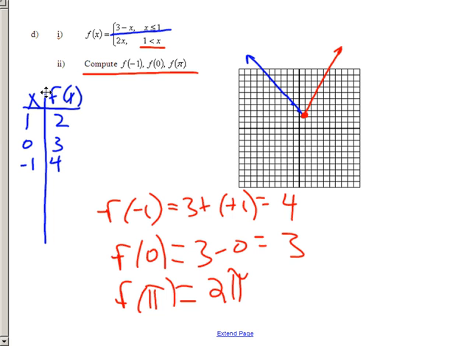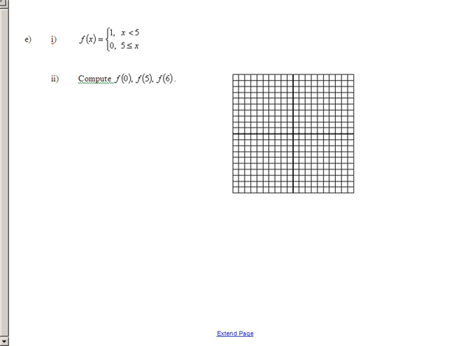Example number 5. Example number 6. Another piecewise function. Same idea. This says when x is less than 5, the value will always be 1. So when I go back to 5, 1, 2, 3, 4, 5, I go up to 1. It's this point right here. It's an open circle. And when x is less than 5, it will always be 1. There it is. It's that piece right there.